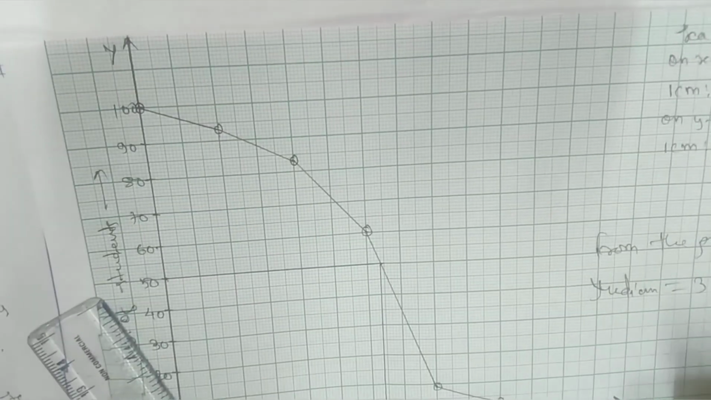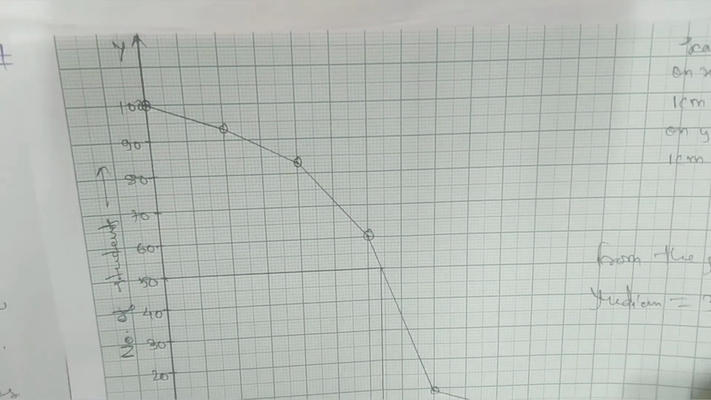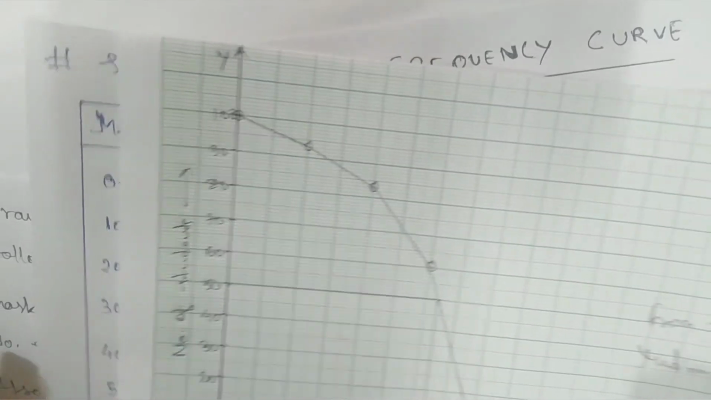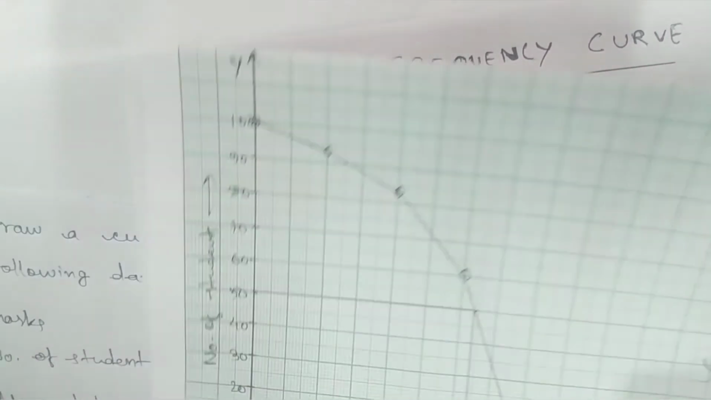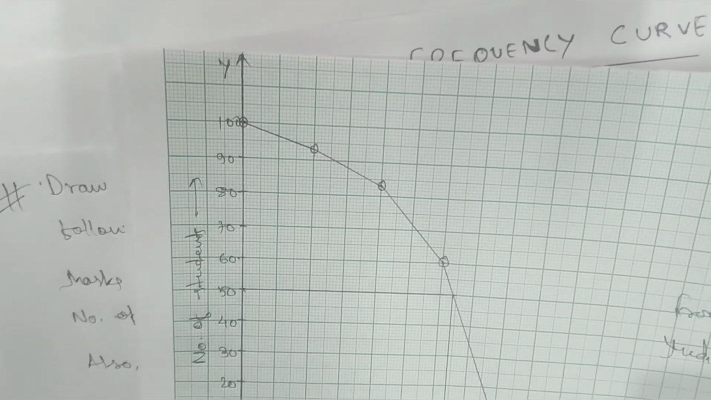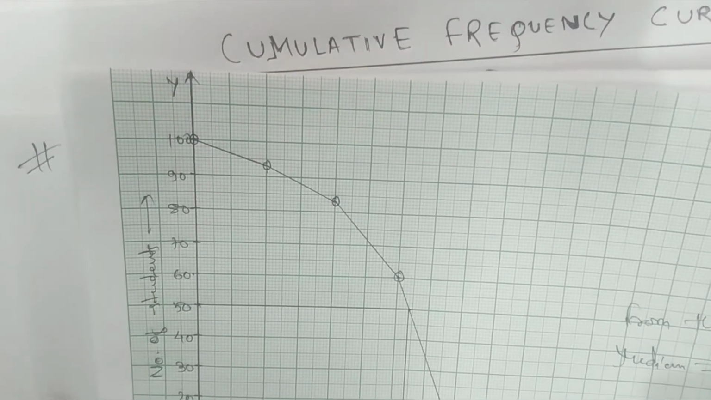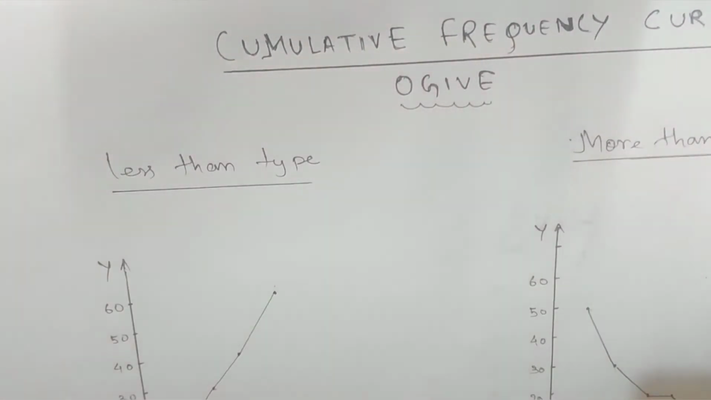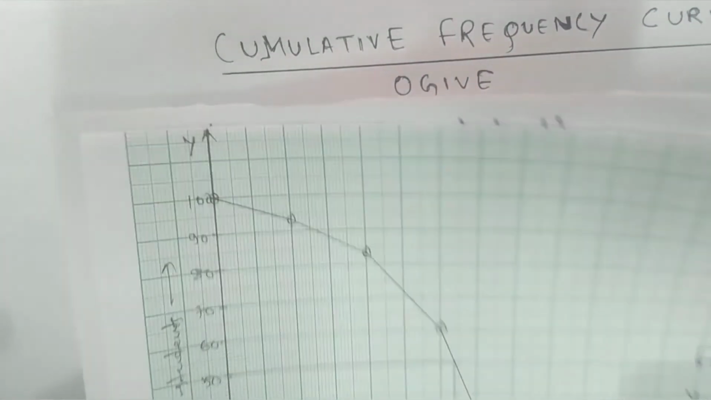From the graph we are getting median equals 32. Similarly, if the same question asks us to draw a cumulative frequency curve for both more than and less than, a combined question, then how are you going to do it? We'll go for the same method one by one.